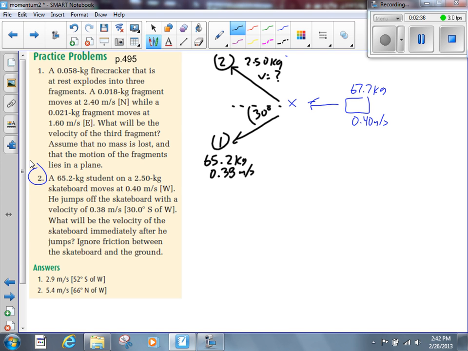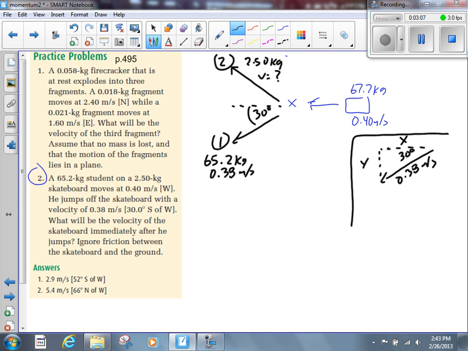Let's draw a little thing off to the side here. We got 30 degrees measured from the x-axis here. The hypotenuse is 0.38 meters per second. This is the x side of that triangle. This is the y side of that triangle. What I'm basically going to do here now is get rid of this 30-degree angle. I don't want it. I don't like it. I'm going to get rid of it and turn everything into an x-axis or a y-axis variable.